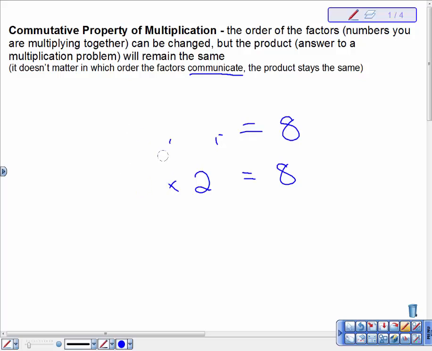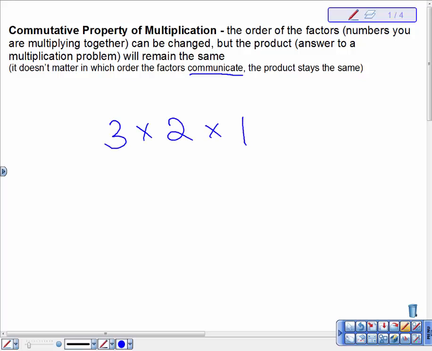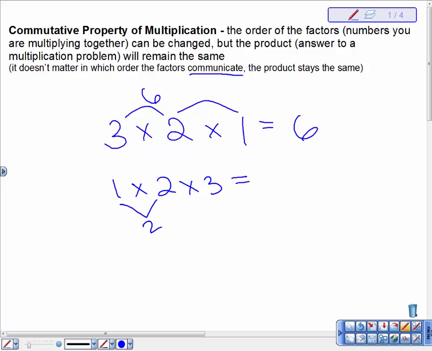Let's take a look at that if we're multiplying 3 numbers together. So if I do 3 times 2 times 1, 3 times 2 equals 6, and 6 times 1 equals 6. What if I switch those numbers around and do 1 times 2 times 3? Still keeping the same numbers, I'm just switching the order. 1 times 2 is 2, 2 times 3 is 6.